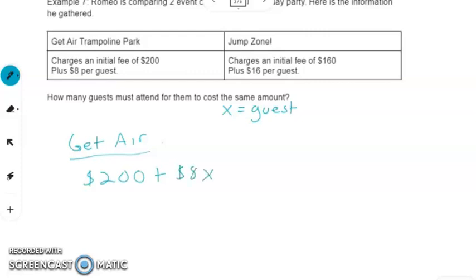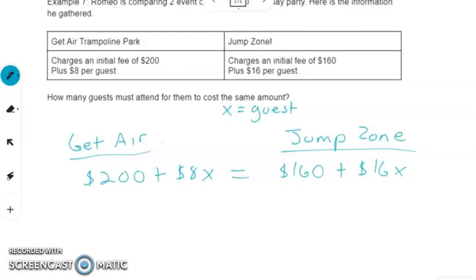Then I'm going to write an expression that represents Jump Zone. So for Jump Zone, they charge an initial fee of $160 plus $16 per guest. Now when I see the word per, that lets me know I'm going to have an x. So I'll have $160 plus 16x. Alright, now to solve, the question says how many guests must attend for them to cost the same amount. So I'm going to set these two expressions equal to each other and then solve for x.